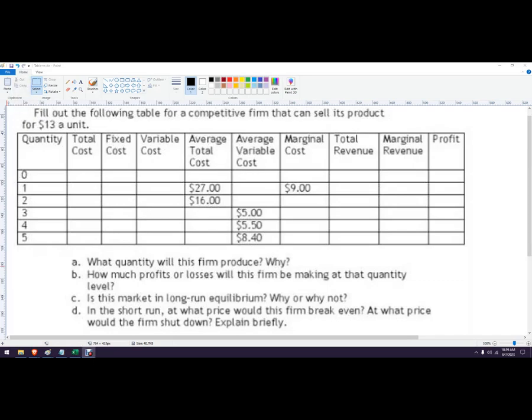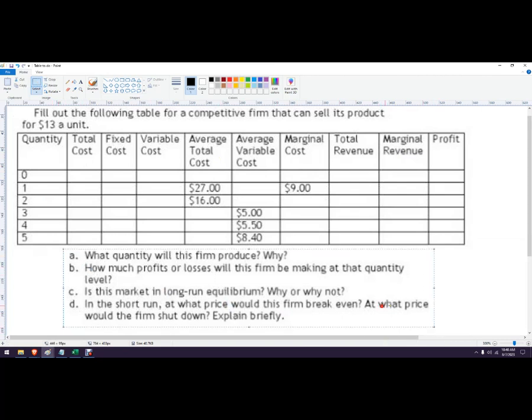Hello, through you. In this video, we're going to figure out how to fill in this table. Essentially, we've been given a few parts of it, and we need to fill in total cost, fixed cost, variable cost, marginal cost, total revenue, marginal revenue, and profit. I want you to think about this maybe like a puzzle. We've got a few of the pieces, and we can figure out the rest. Just need to go ahead and do that.